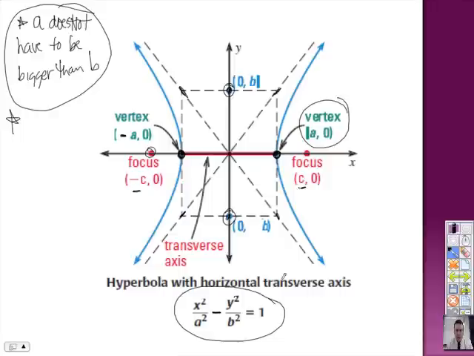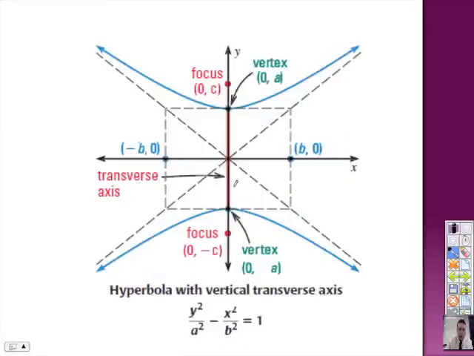So those are the main components of this hyperbola. The transverse axis is horizontal. Write that equation down, label this picture. Now what if the transverse axis is the other way, like this? The transverse axis is right here, connecting the two vertices.